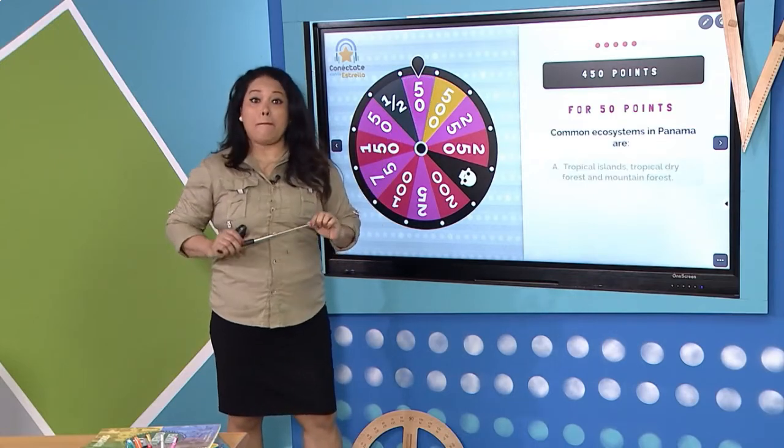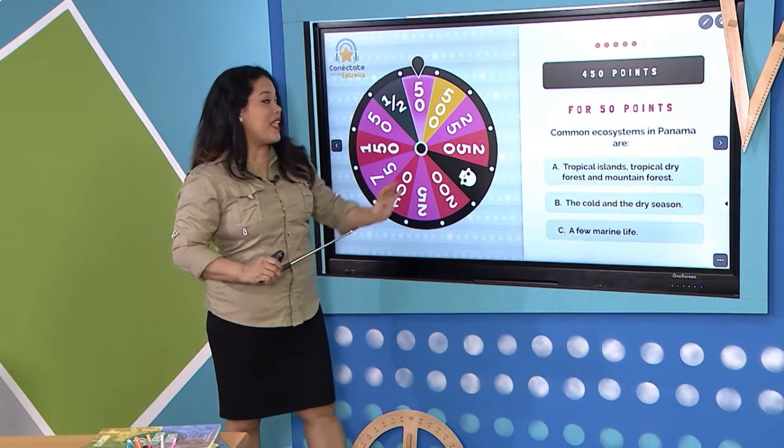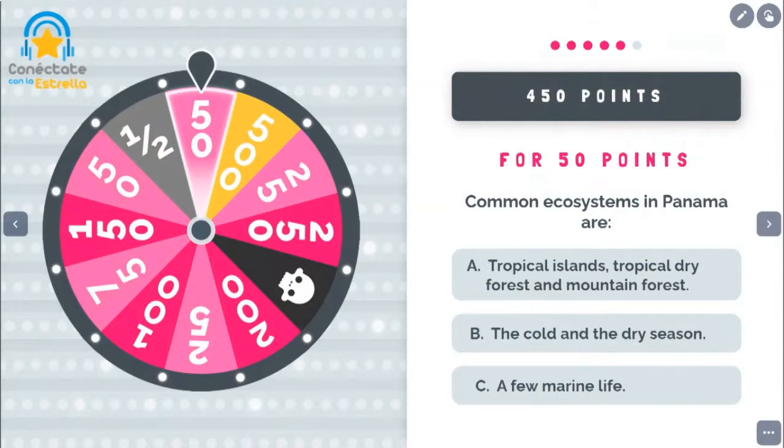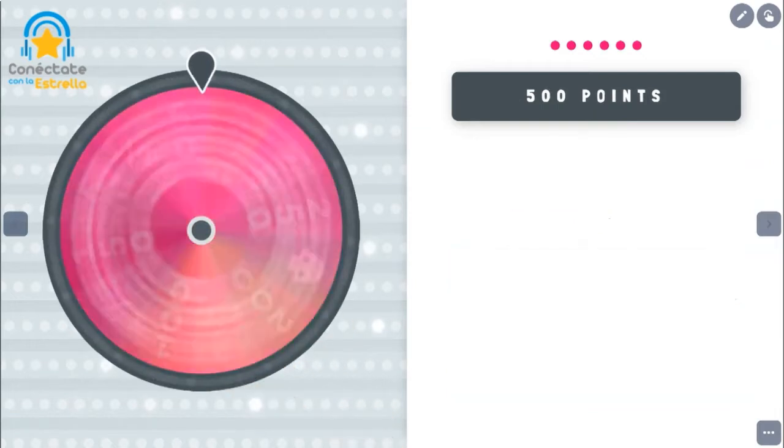For 50 points. Common ecosystems in Panama are A, tropical islands, tropical dry forests, and mountain forests. B, the cold and the dry season. C, a few marine life. What do you say? A, tropical islands, tropical dry forests, and mountain forests. Perfect.